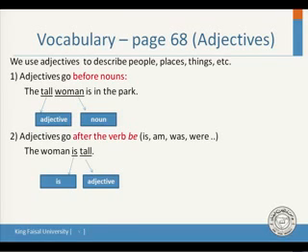Look at the example. The woman is tall. The woman, noun, is, verb be, is tall. The man is short. So we have is, verb be, then the adjective.